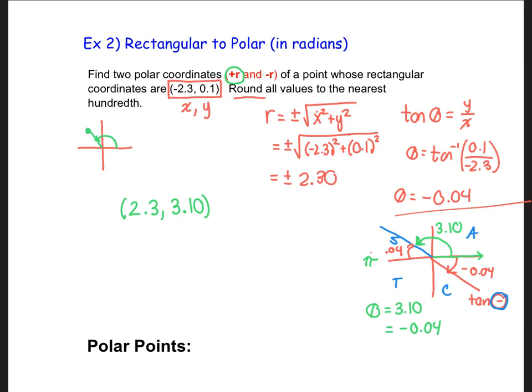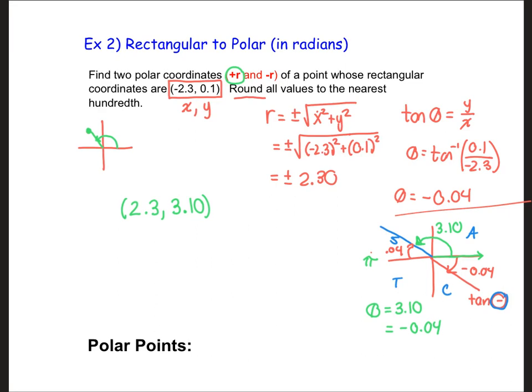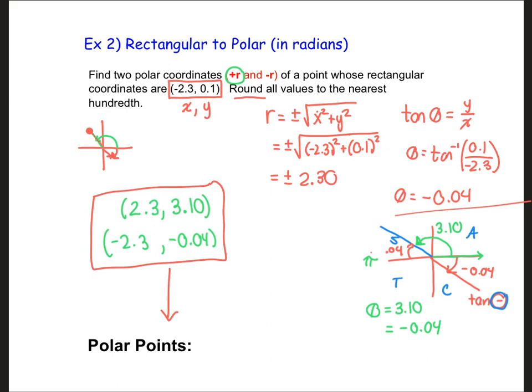So what this means is that we will go to an angle of 3.10 and we will go out 2.3 units. Our second way to name this angle would be to use our angle in the fourth quadrant, so the negative 0.04, but we're going to move backwards 2.3 units, so we're going to use the negative radius. What that will do is actually move us toward this angle. So we'd be pointing in this direction, but then we would move back that 2.3 units, and we'd end up back in that second quadrant again. So these are two possible polar points for that rectangular coordinate.